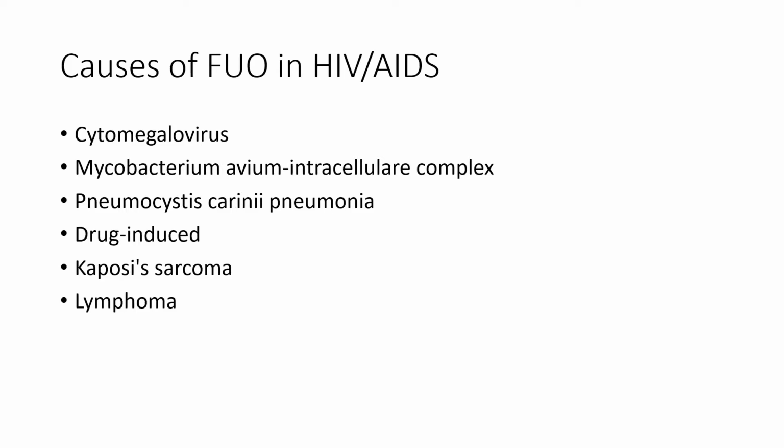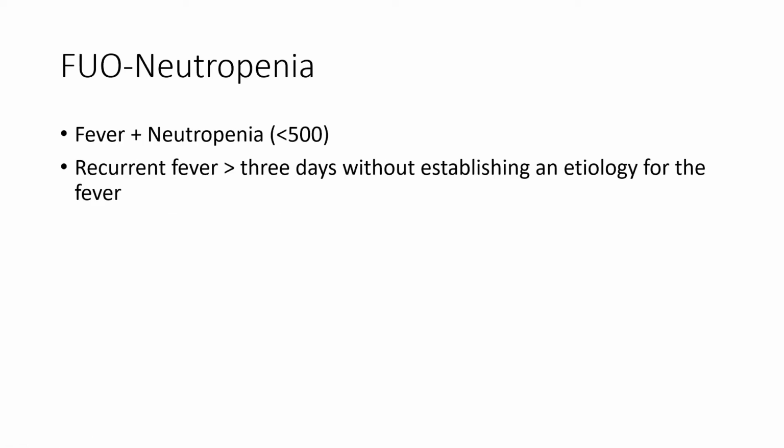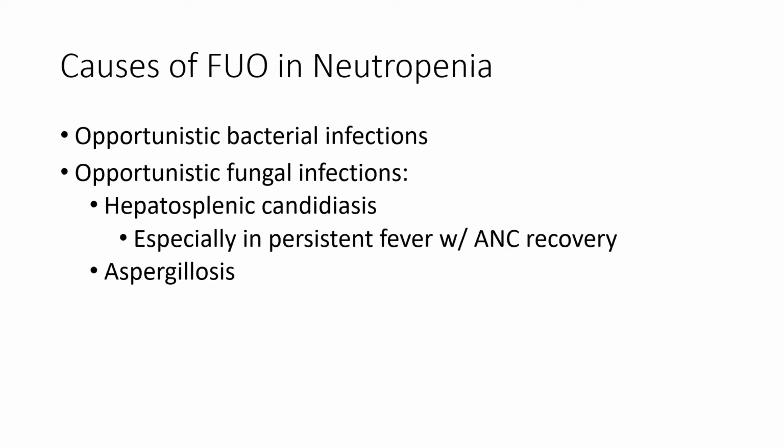Causes of FUO in AIDS include cytomegalovirus, Mycobacterium avium, Pneumocystis jirovecii pneumonia, drug-induced FUO, Kaposi sarcoma, and lymphoma. And these are really your late-stage patients with CD4 counts less than 200, where you get worried about opportunistic infections. Fever and neutropenia with an ANC less than 500 is a recurrent fever greater than 3 days without establishing an underlying etiology.